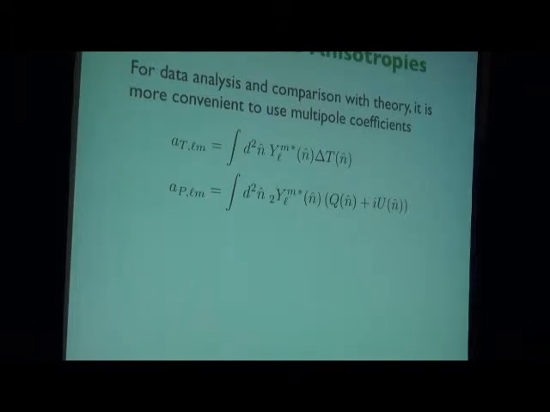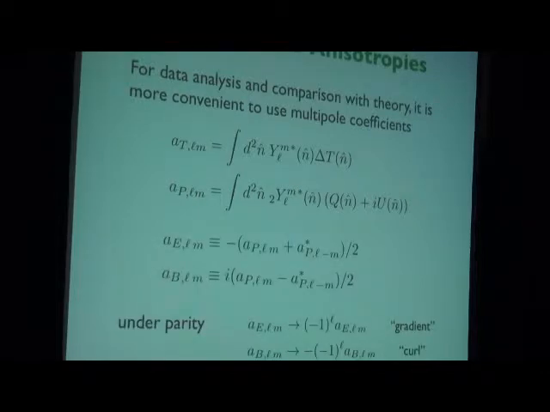For the polarization, you do almost the same, except that, as I said, these are really the components of a symmetric two-tensor. So you should decompose them in terms of the eigensections of the corresponding Laplacian, which in this case are the spin-2 spherical harmonics, and this gives rise to the coefficients a^P_lm. Now, usually these are not directly used simply because they don't have nice transformation properties under parity, but you can define coefficients a^E_lm and a^B_lm, which do have nice transformation properties under parity.